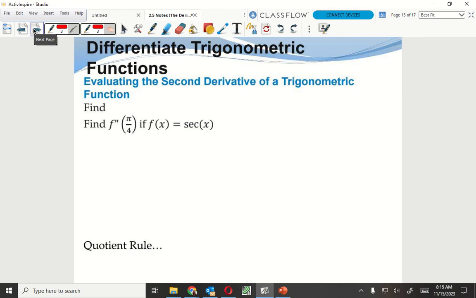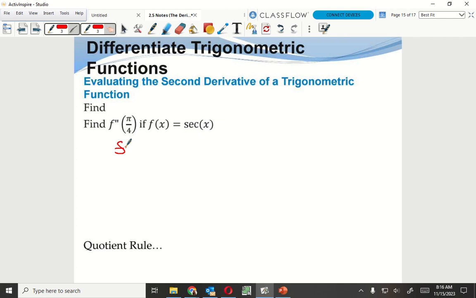All right, evaluating the second derivative of a trigonometric function. Find f double prime. So I'm going to take the derivative and then take the second derivative. So I'm going to do the derivative of the derivative. So if f is equal to secant, okay, go look at the previous problem. Actually, now let's go ahead and do this one.